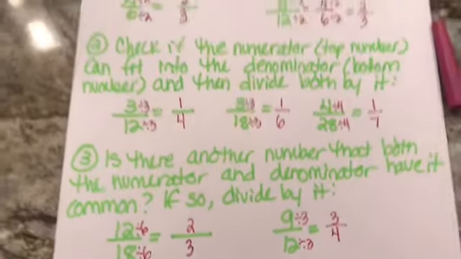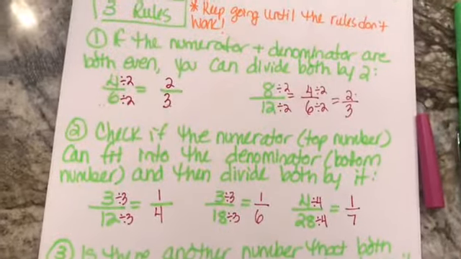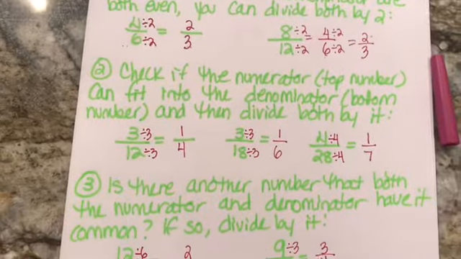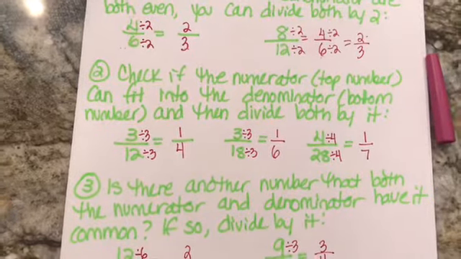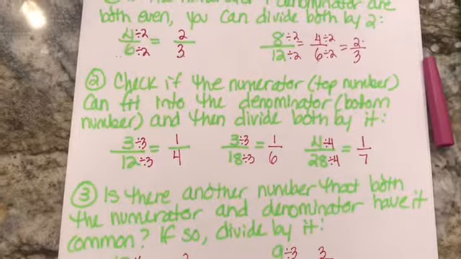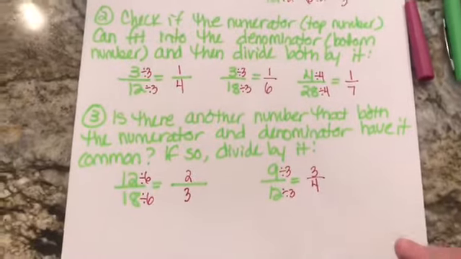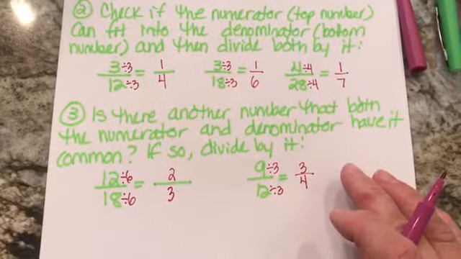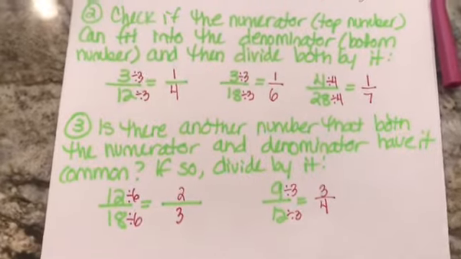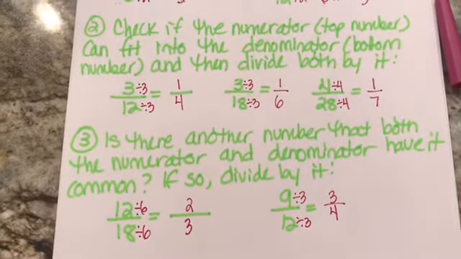Those are the 3 rules. 1, if they're even, cut them in half. 2, check to see if the numerator can fit in the denominator, and if it can, divide them both by that number. If neither of those rules work, think about, is there another number that fits into both of them, and then divide by that number.